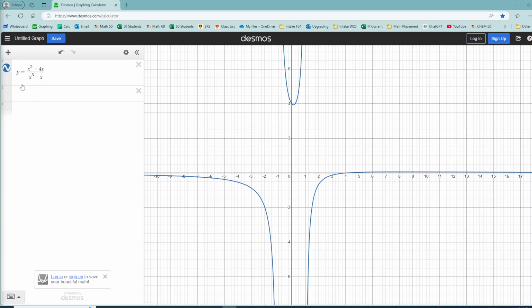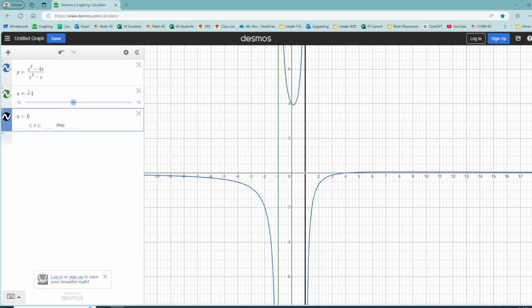So this is my graph. Y equals x squared minus 4x all over x squared minus x. Now we said there was a vertical asymptote at x equals -1. Oh, there it is. Good, I have that asymptotic behavior. We have another vertical asymptote at x equals 1. But then we said there was something that was going to happen at x equals 0.